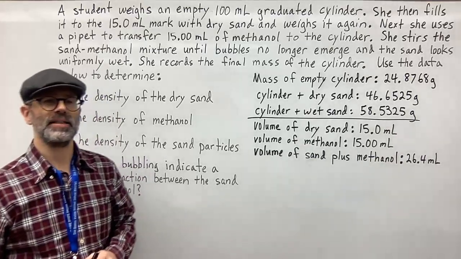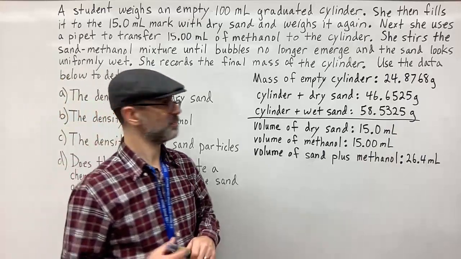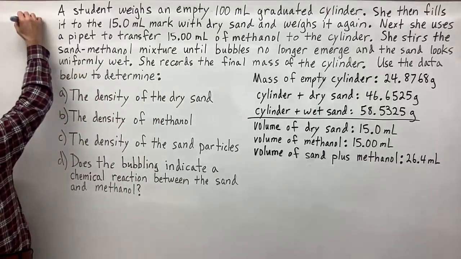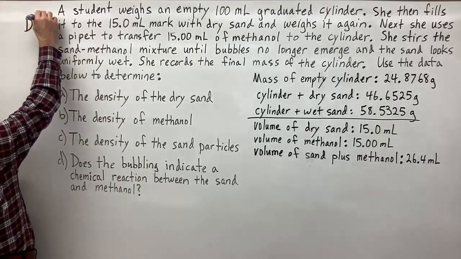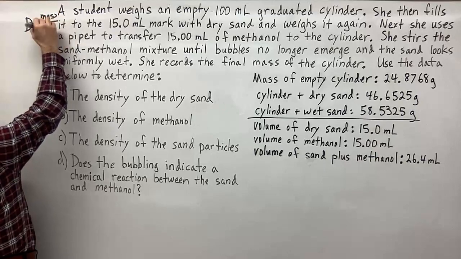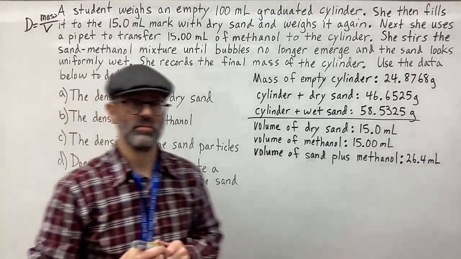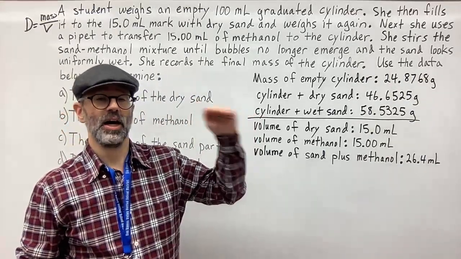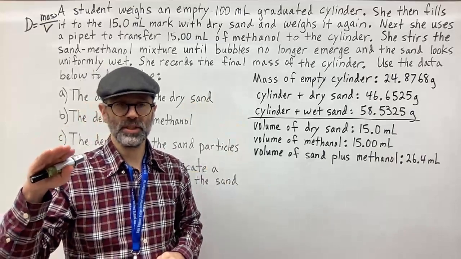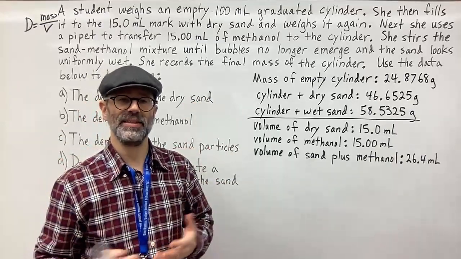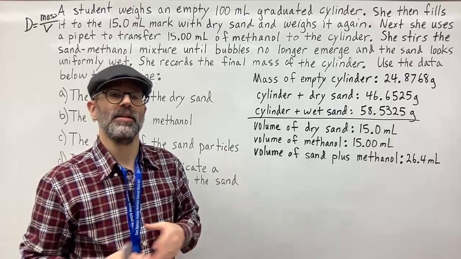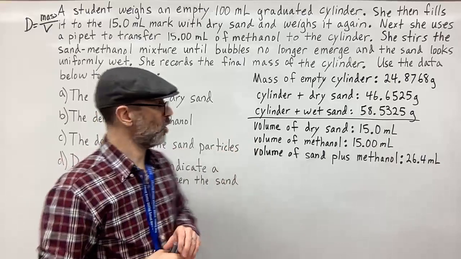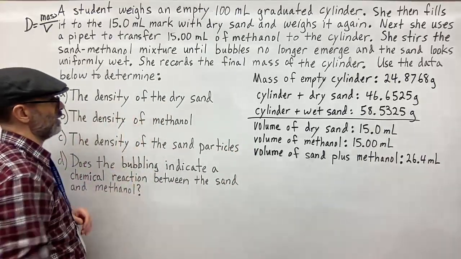The thing to remember about density is the density formula. I'll write this up here. Density is equal to mass over volume. So if you know the mass of your substance and you know the volume of the substance, just divide the two and you get the density. But the hard part is finding the mass and volume, or maybe it's not that hard. We'll see. So first, find the density of the dry sand.